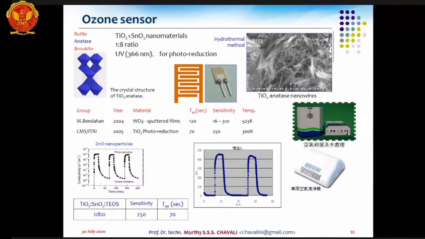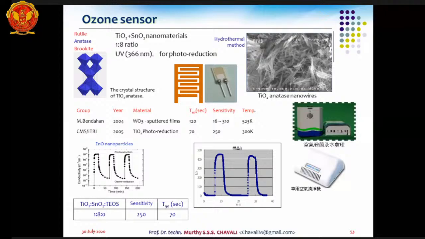Finally, we were able to develop TiO2 using hydrothermal methods. And with this TiO2 and SnO2 in the ratio of 1:8, we were able to develop an ozone sensor that works for detection of ozone in the order of almost 250 to 200 ppm. And this also has been packaged and developed as a device, and it is industrially available and can be purchased by any person.